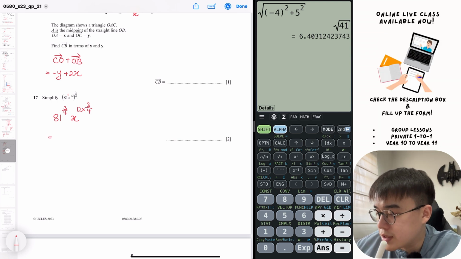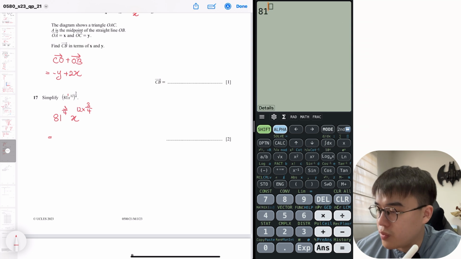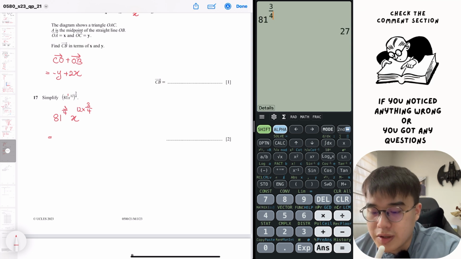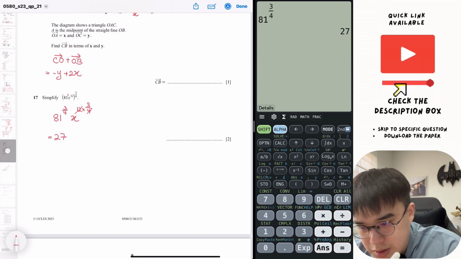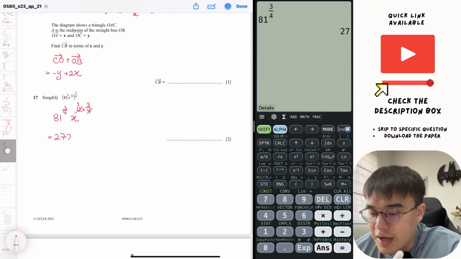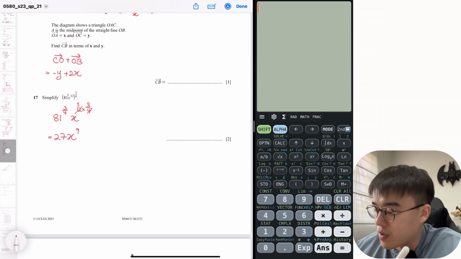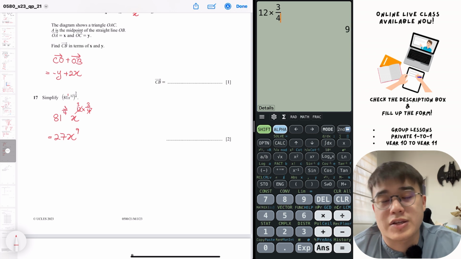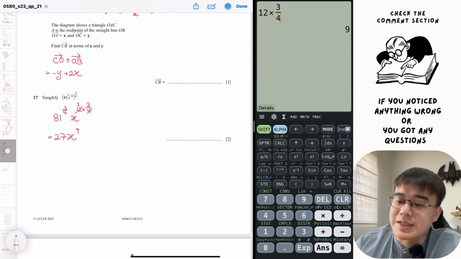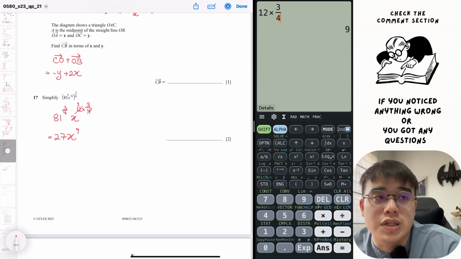Okay, your calculator can do majority of the work for you. Just key in, you get 27, and then 12, you will get x to the power of 9. So if you wanted to be safe, you can verify it again using your calculator. So 27, x to the power of 9 will be your final answer for this question here.